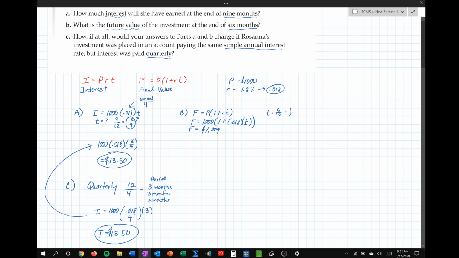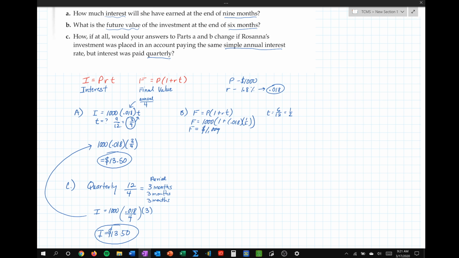Okay? And this is where it's going to change when we start to look at compound interest. We're going to see how it's actually beneficial to use compound rather than simple. Because with compound, it actually makes a difference when you get things compounded quarterly versus if you wait for the whole year. All right.